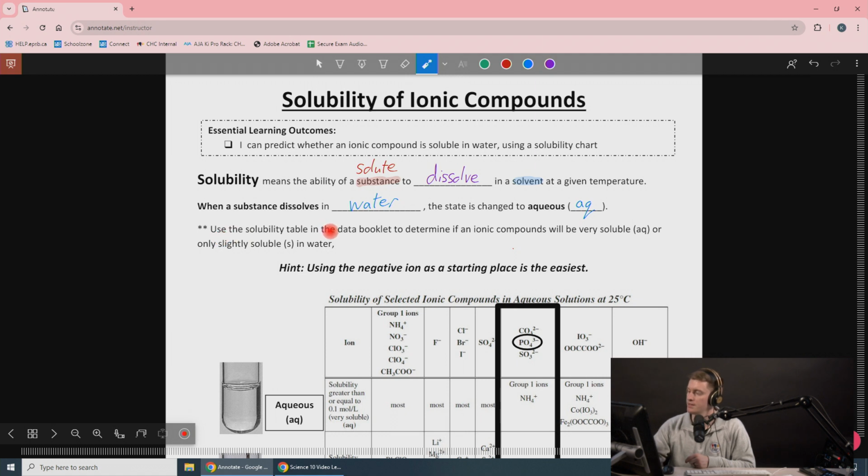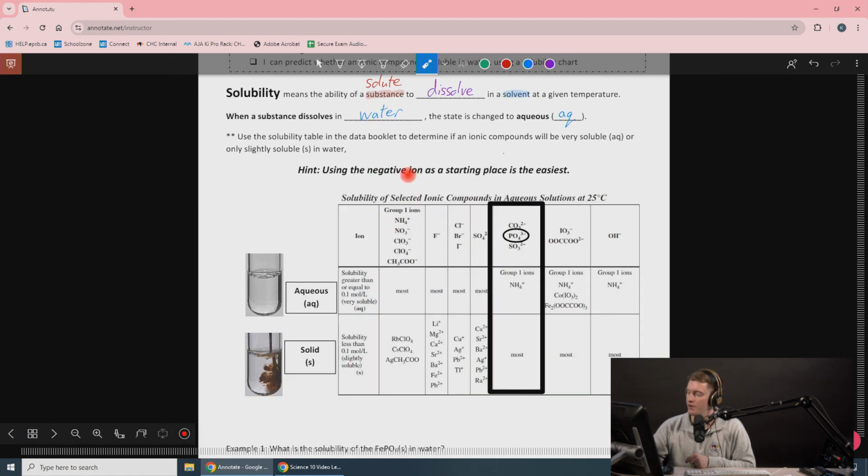Use the solubility table in the data booklet to determine if an ionic compound will be very soluble, then it gets the aqueous state, or only slightly soluble, then it gets the solid state in water. Using the anion, the negative ion, as the starting place is often the easiest.